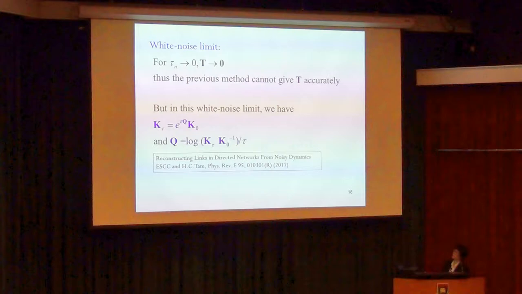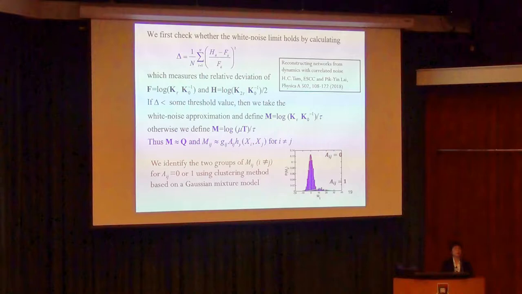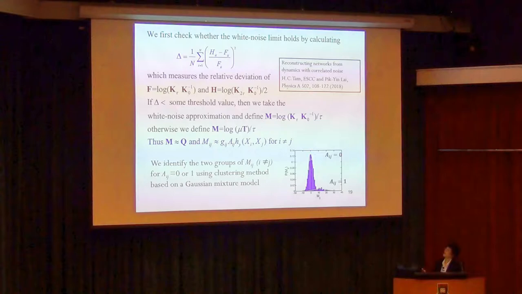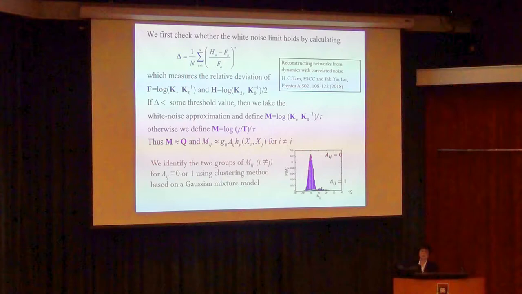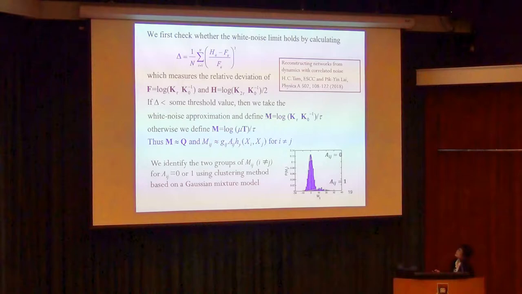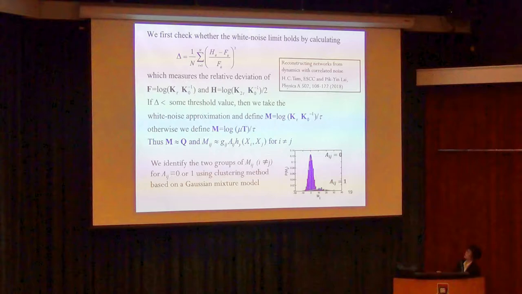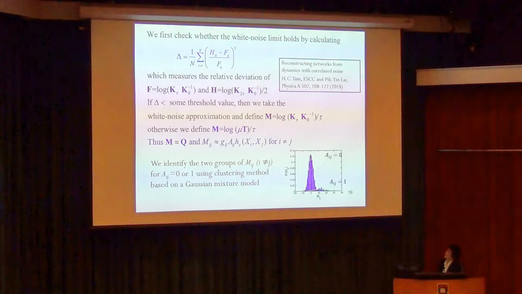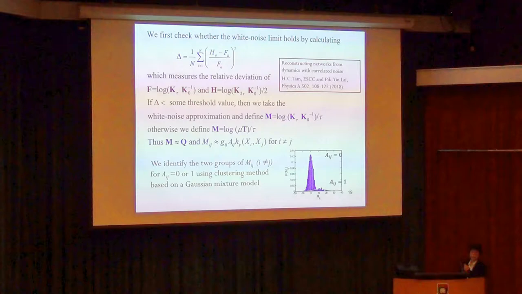So you may wonder when we can use the more general case and when we can use the white noise limit. We have also devised a measure that you can extract from the data, which tells us whether the white noise limit is a good approximation or not. Depending on that, we can use either the white noise result or the more general finite correlation time result. But no matter what, we get this M. M can be either the simpler case for white noise or the more complicated case for correlated time, but in both cases we are able to get M. The important thing again is that M is expected to be close to Q based on the mathematical result. And Q, again, has off-diagonal elements proportional to the Aij that we are interested in. So let's focus on that. Now, using the procedure, we can calculate this M.